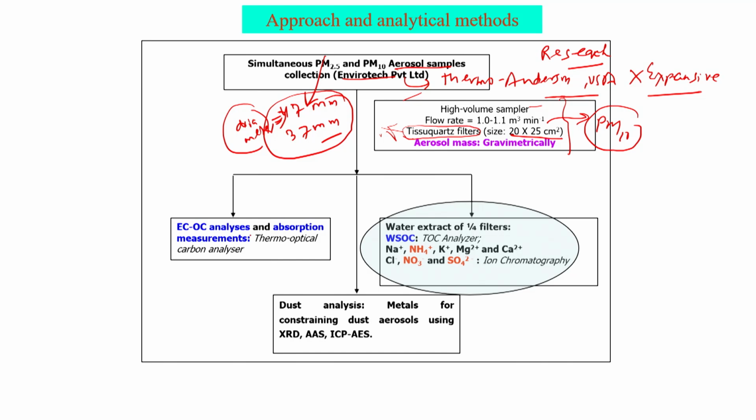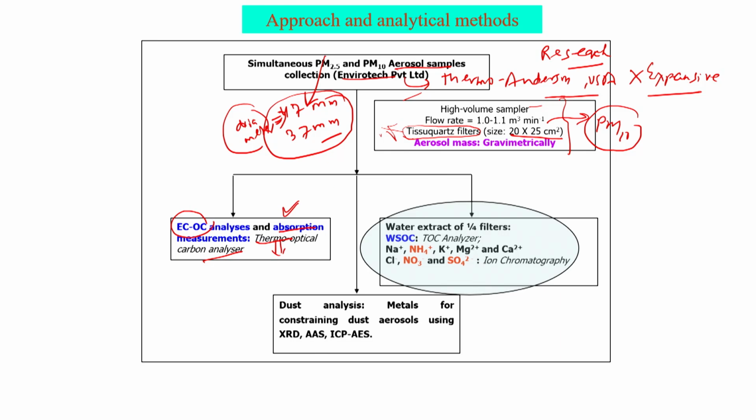You have got that one. For elemental and organic carbon analysis, you have to use a thermo-optical carbon analyzer. During my research period, I developed a method for measuring the absorption properties using the thermo-optical methods as well. Otherwise, as I discussed in previous lectures, you have to use optical instruments for measuring the optical properties, but you can do it with the EC-OC analyzer as well.